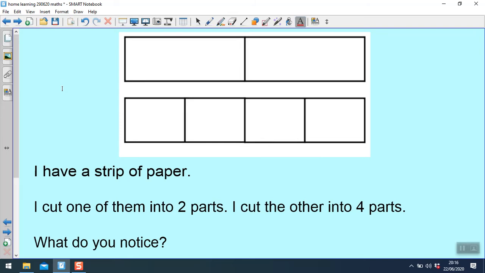We're going to be working a lot with bar models today, so on the page you can see a strip of paper. I've cut the first strip of paper into 2 parts, and I've cut the second strip of paper into 4 parts. What do you notice? Pause the video while you think about it.